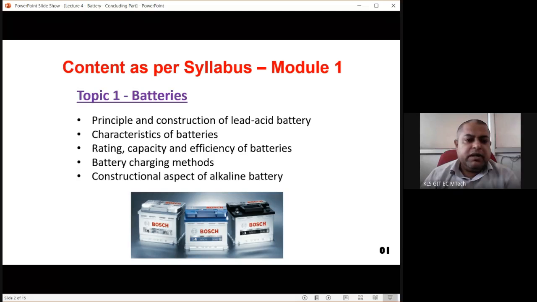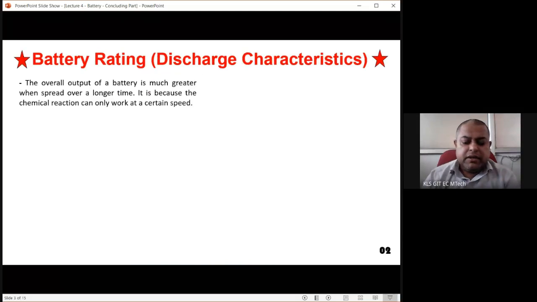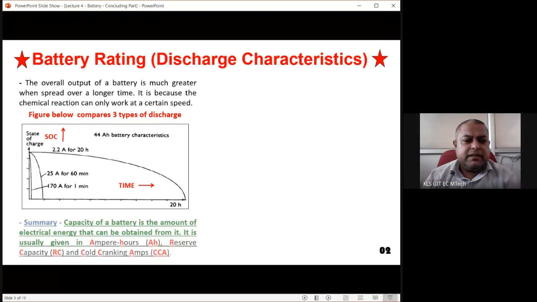So we are in the middle of the second topic, that is the characteristics of battery. So I will repeat this slide. Up till this we had done. There are actually three main battery characteristics in battery rating. They are all actually discharge characteristics. That's why I put some star, because these are very frequently asked questions. That is, what are the three different battery characteristics, battery rating or discharge characteristic.